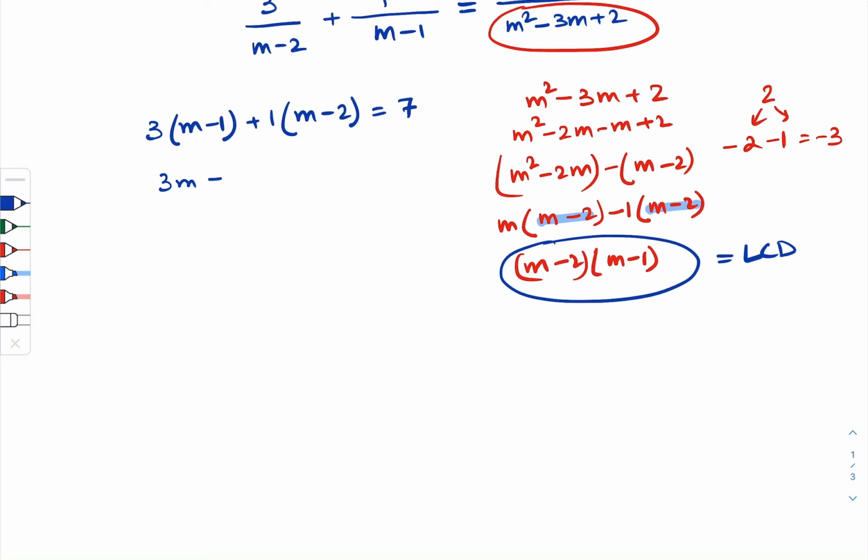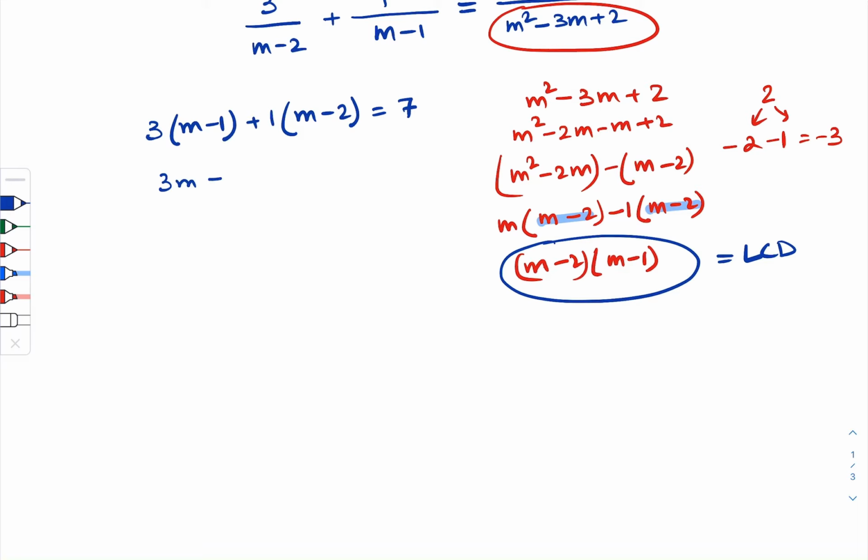Combining the m's gives me 4m. Combining the negative 3 and the negative 2 gives me negative 5. And then I'll move the 5 over to the other side by adding 5 to both sides. So I get 4m is equal to 12. And then divide both sides by 4. So m is equal to 3. And there you have it. That's how you solve this kind of problem. Okay, let's look at a word problem now, okay?